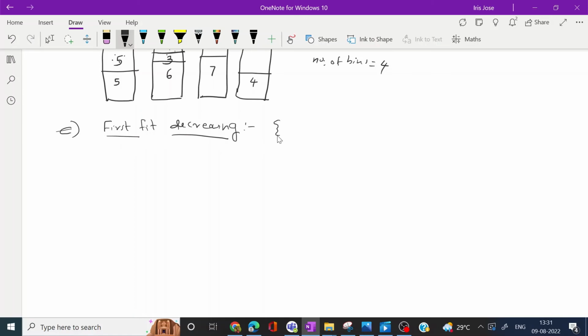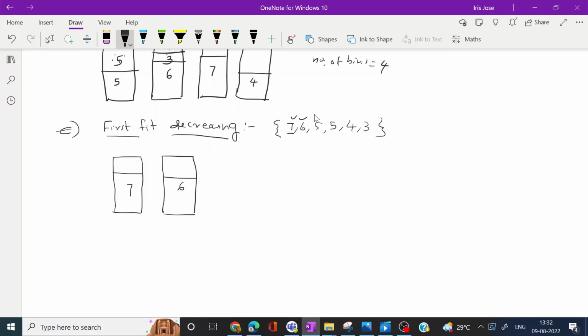So if I write in decreasing order of the weights, it is 7, 6, 5. 5 comes 2 times, so 5, 5. Then 4 and 3. So this is the decreasing order and I have to apply the first fit algorithm. So in the first bin I will be placing the 7. Then the next item is of weight 6. 6 I cannot place in the first bin. So I will take the second bin and place the item with weight 6 here.